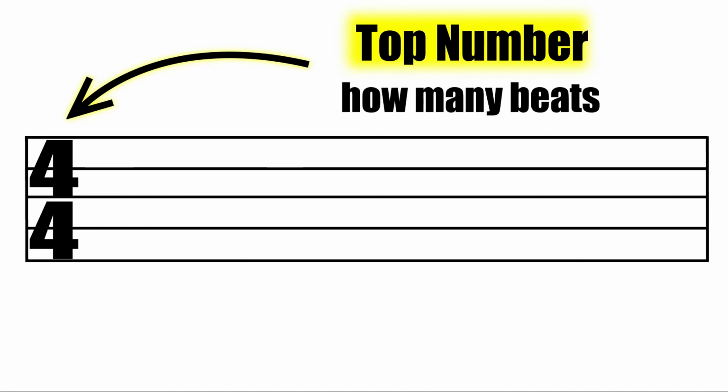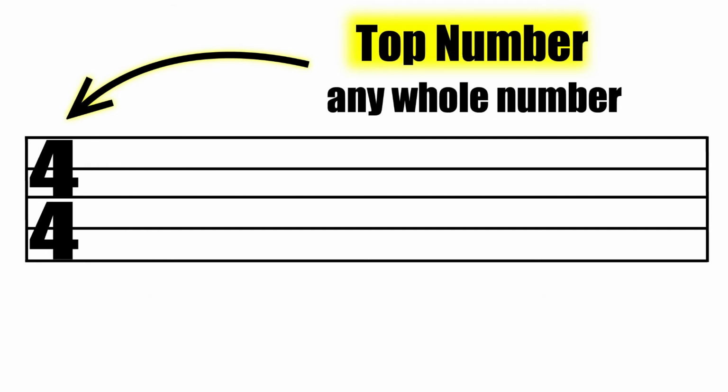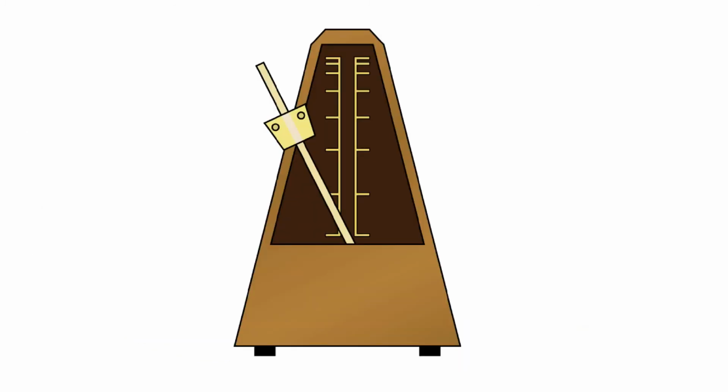If the top note says 19, then you will count from 1 to 19. This top number can be any whole number from 1 to infinity, but we try to keep it as simple as we can for the musicians. The bottom number is what length of note, whole note, half note, quarter note, etc., gets the beat.